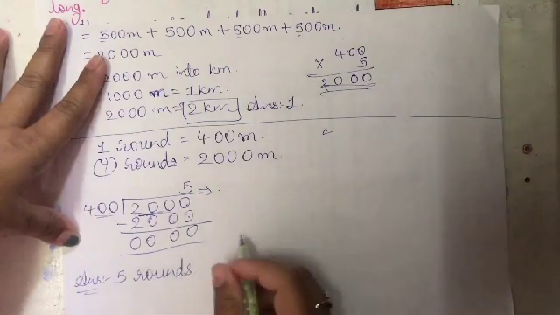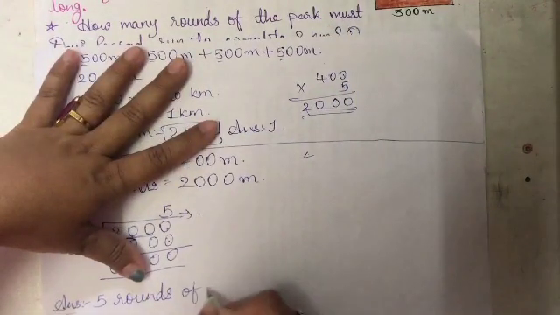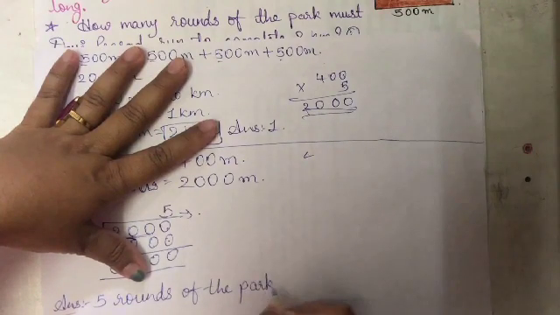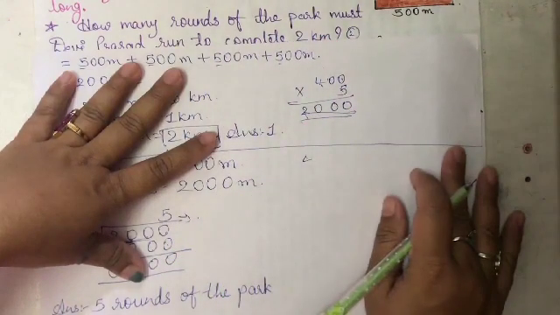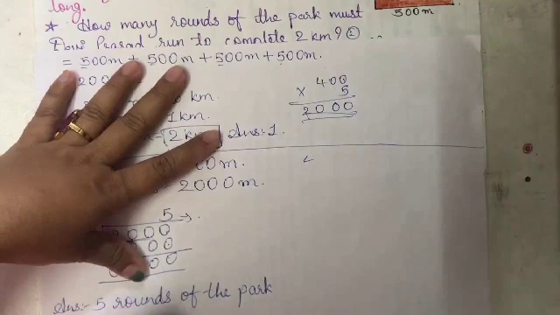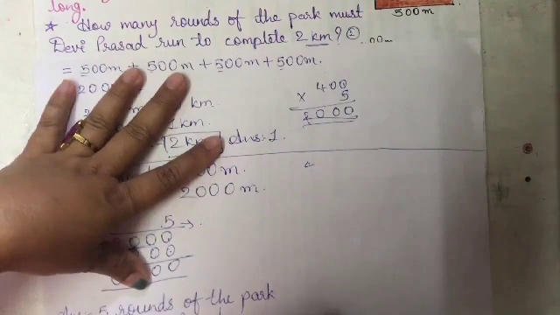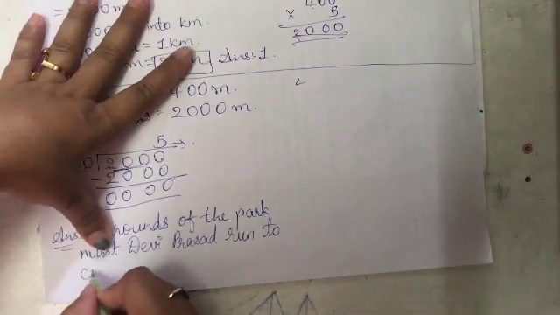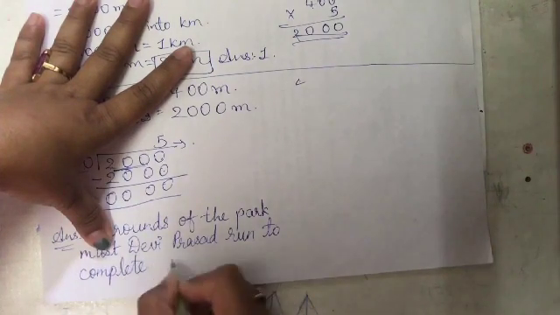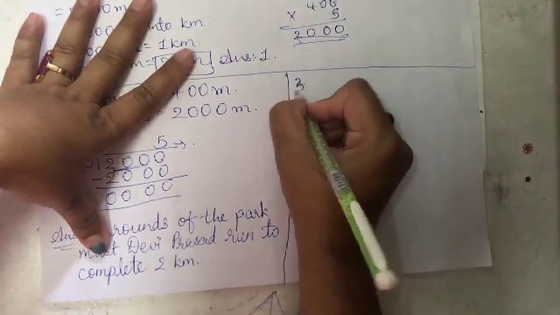In the answer we can write: 5 rounds of the park must Devi Prasad run to complete 2 kilometer. Done. Now let's see the third question.